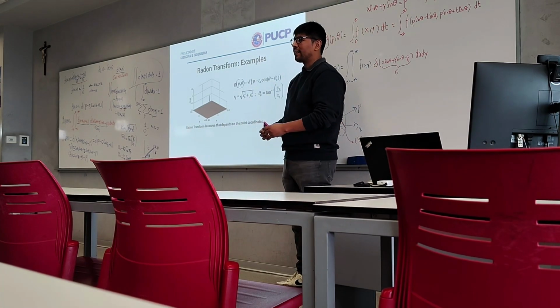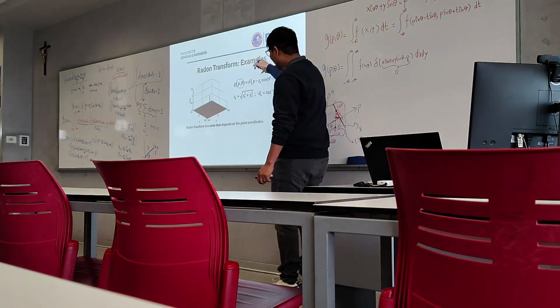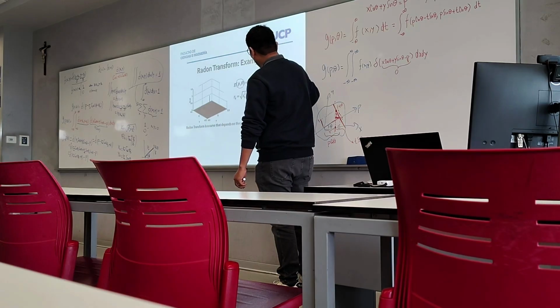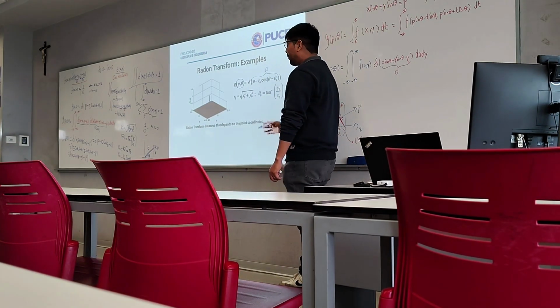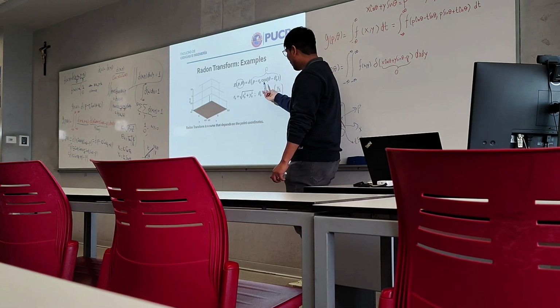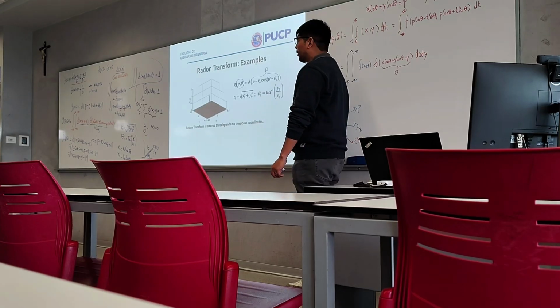We need to look at the argument of the delta function. So this is very important. We need to look at when this is going to be 0. Whenever that happens, it means that there we have some value, some information.